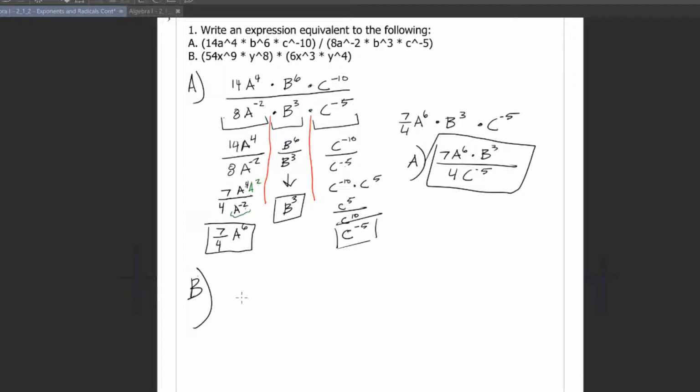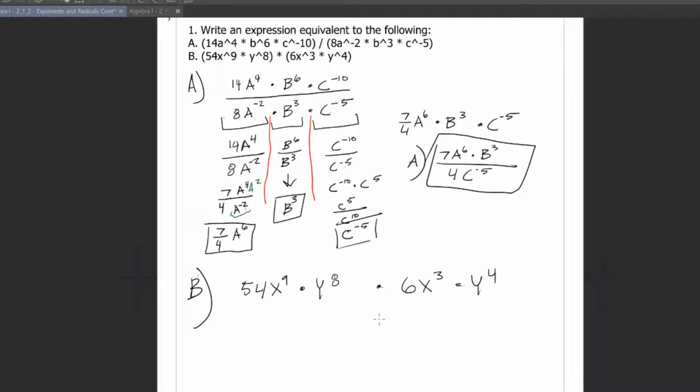Same thing, write an expression equivalent to the following. We have 54x to the 9th times y to the 8th times 6x to the 3rd times y to the 4th.